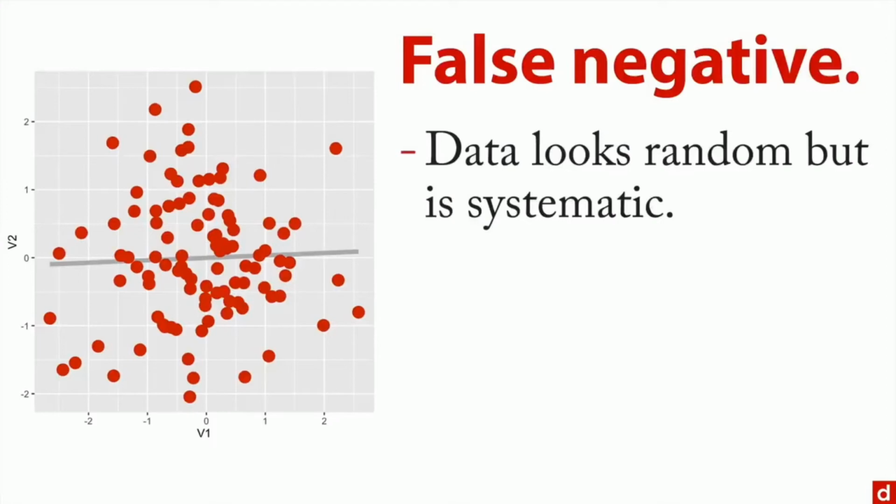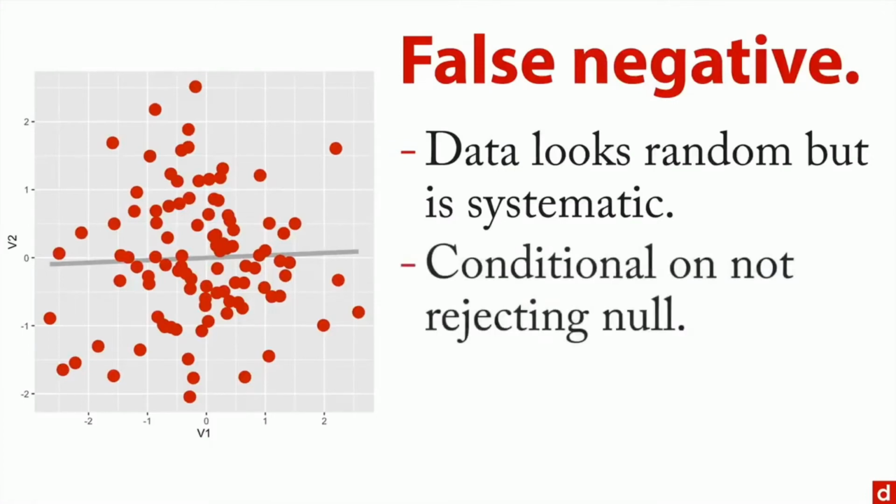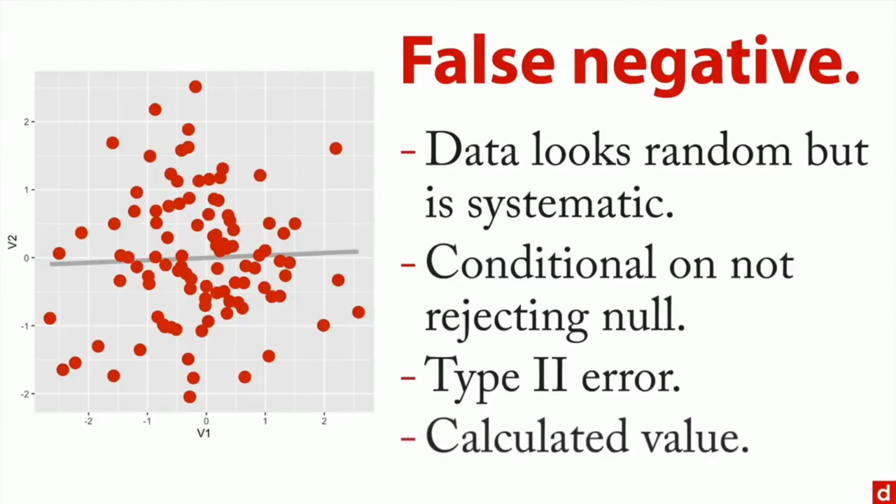And a false negative is conditional on not rejecting the null. You can only get a false negative if you get a negative. You say there's nothing there. It's also called a type 2 error. And this is a value that you have to calculate based on several elements of your testing framework. So it's something to be thoughtful of.